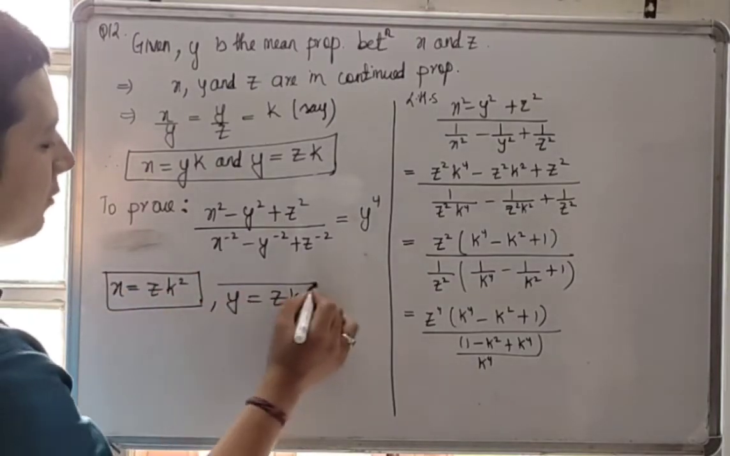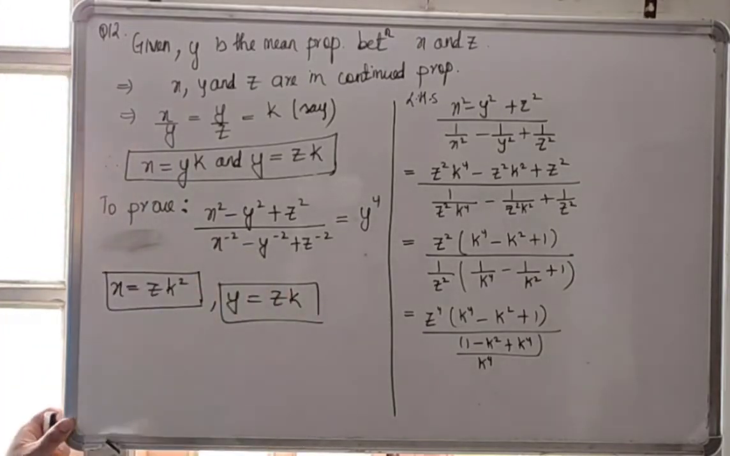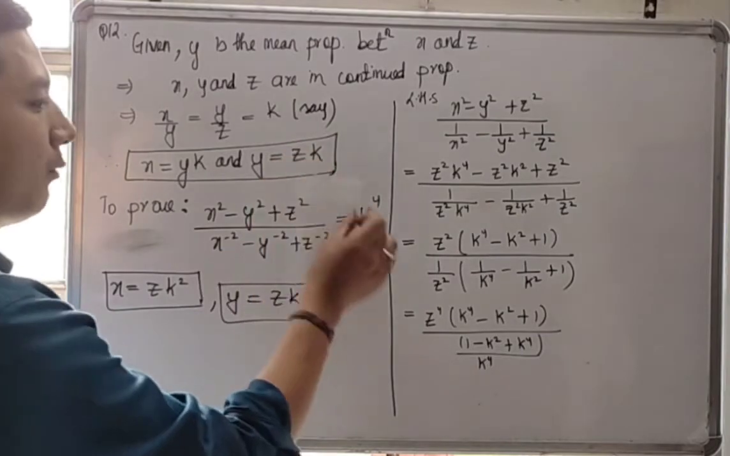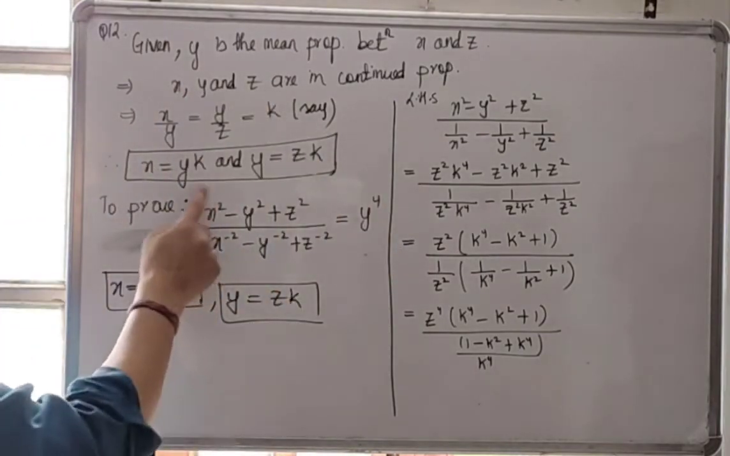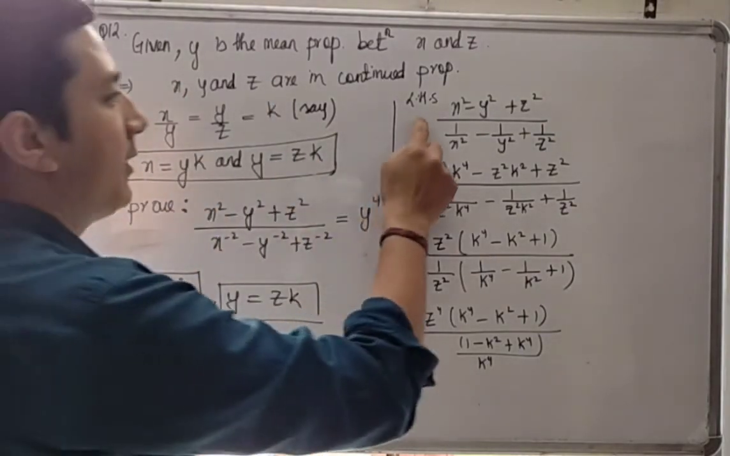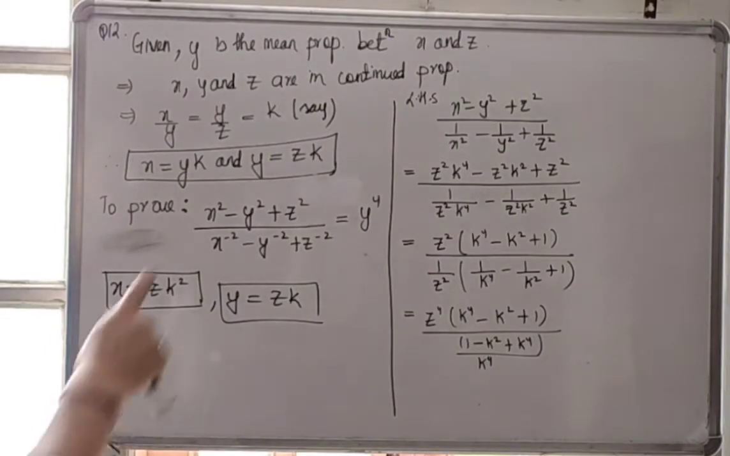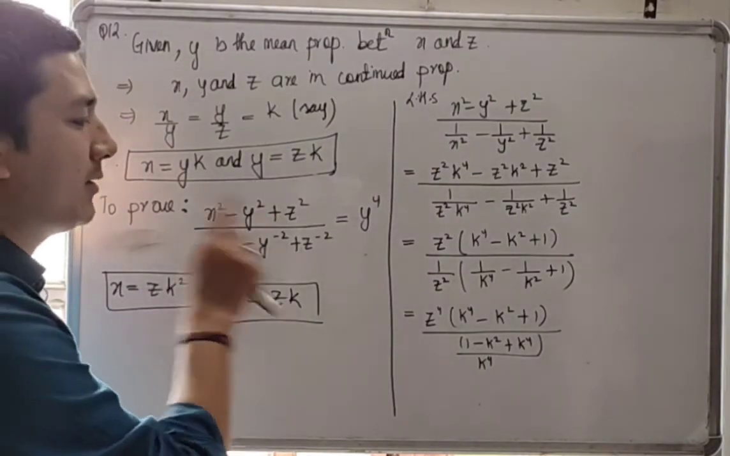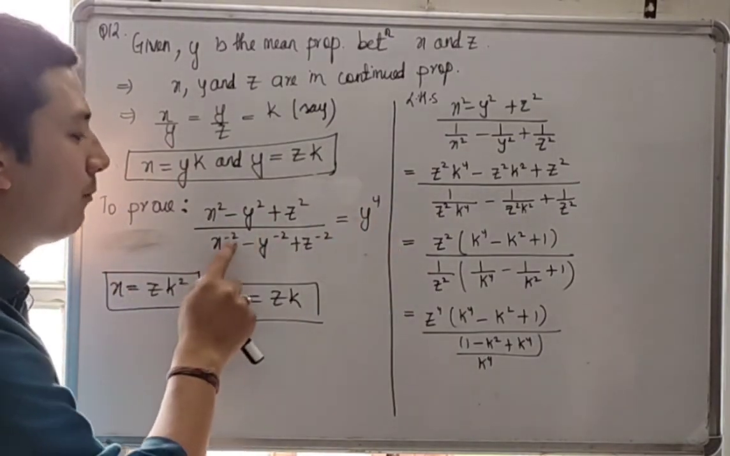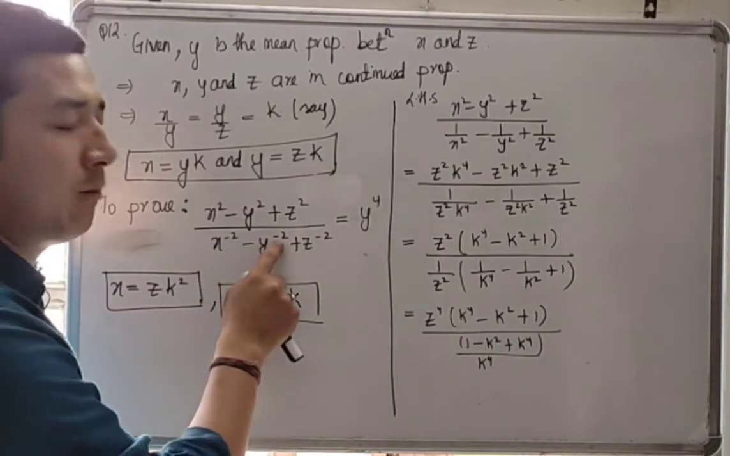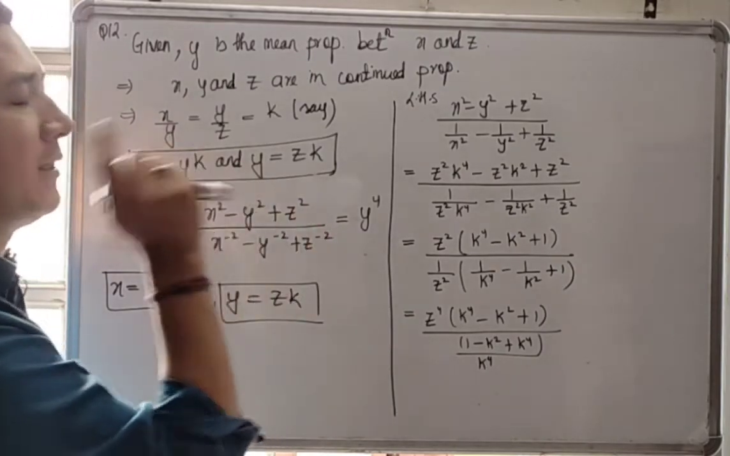So these two values we will put on the left hand side. Am I clear? Now we have to prove left hand side equals right hand side. Okay, so let's write down the left hand side, which is this. So LHS is (x² − y² + z²) divided by (x⁻² − y⁻² + z⁻²).